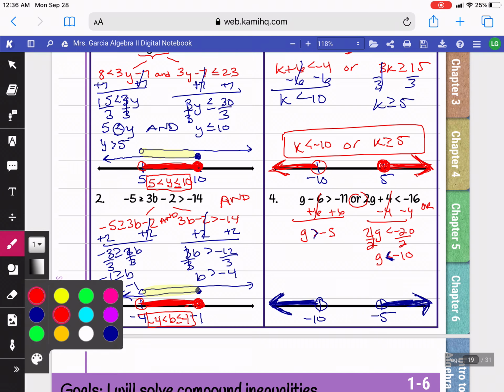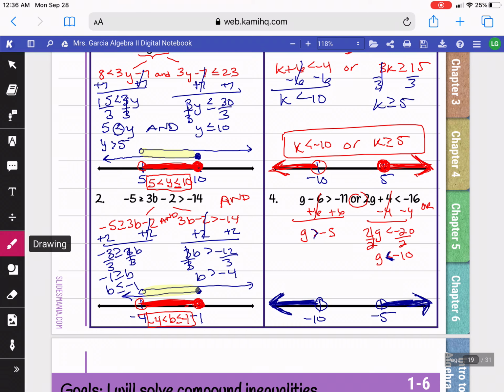Here we can write our final answer. I like to go from left to right so it matches my graph. So on the left, we have G is less than -10. Then or on the right, G is greater than -5. That way it matches what you see on your number line from left to right.